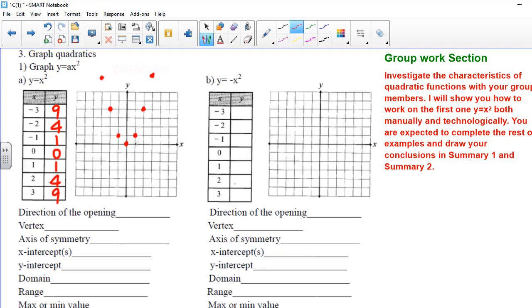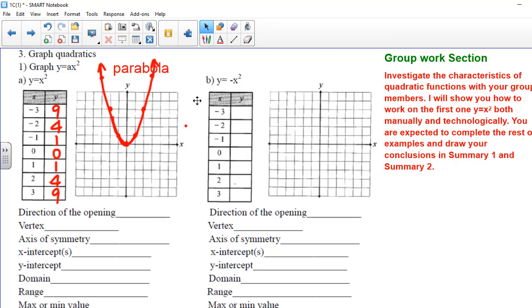After I plot those 7 points, you will see these 2 points are symmetrical about the y-axis. This pair of the points are reflected in the y-axis. And these 2 points are symmetrical about the y-axis as well. So we join the points by using a smooth curve. So that's the shape we can get for this quadratic function, y equals x squared. And this graph is called a parabola.